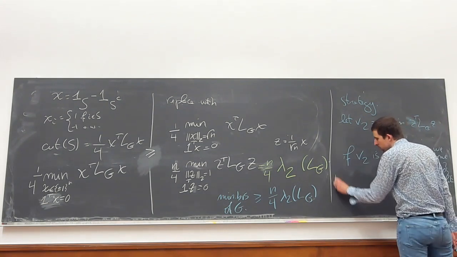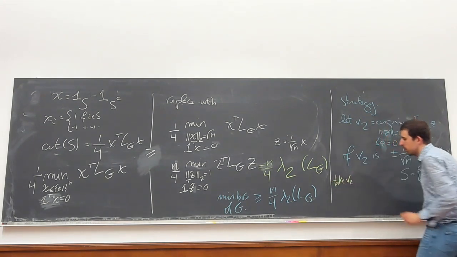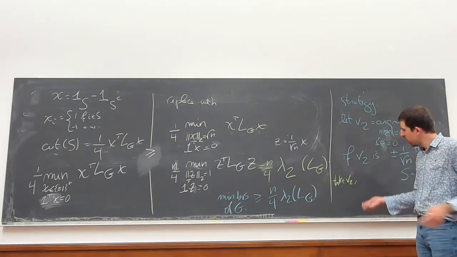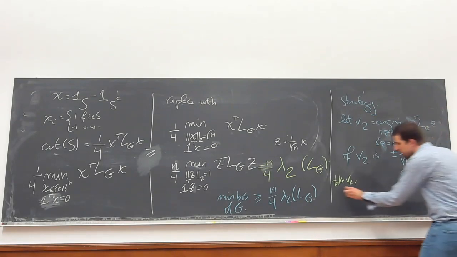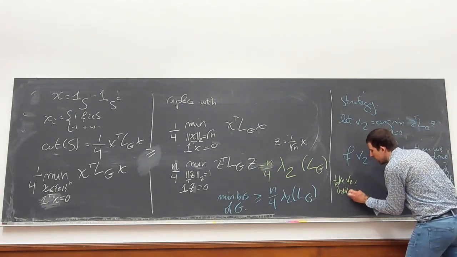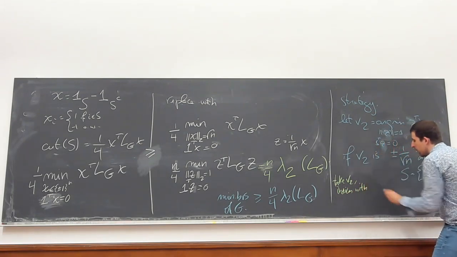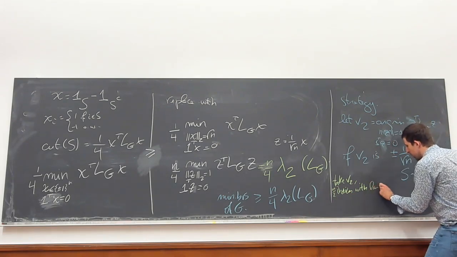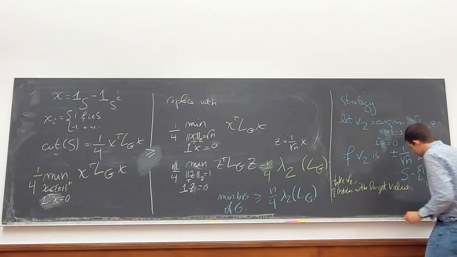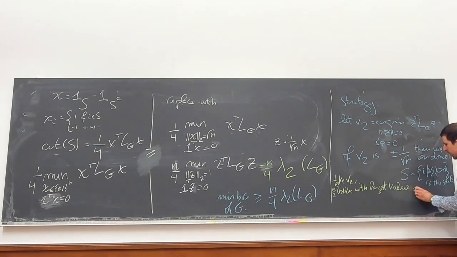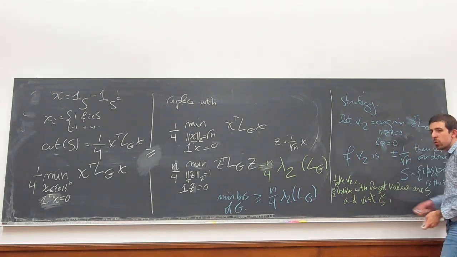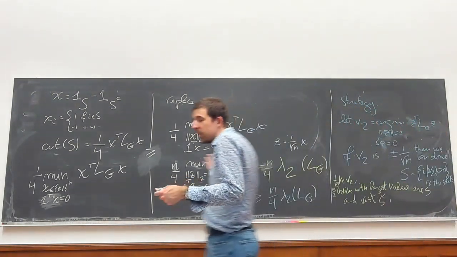Take V2. Since we're doing bisection, we just take the n over 2 indices with largest value as S, and the rest as the complement. So this is a very reasonable strategy to try to now cluster.